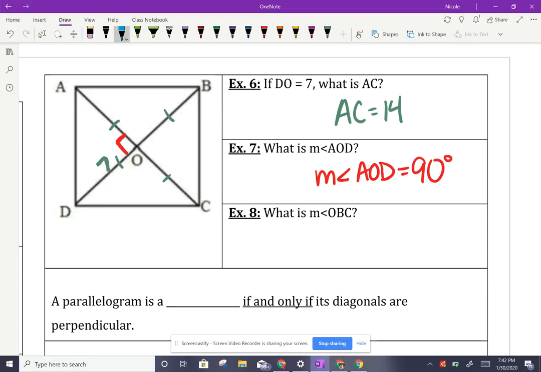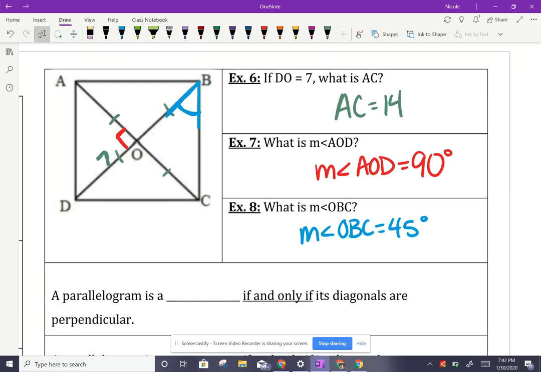And then OBC. OBC, this angle right in here. Well, our diagonals bisect the angles in a square. So 90 degrees bisected is going to give us the measure of angle OBC being 45 degrees. So the only angles you're ever going to see inside of a square, 90 and 45. That is it. So that should be a very solid, lock that in. There's no question. It could be something else.